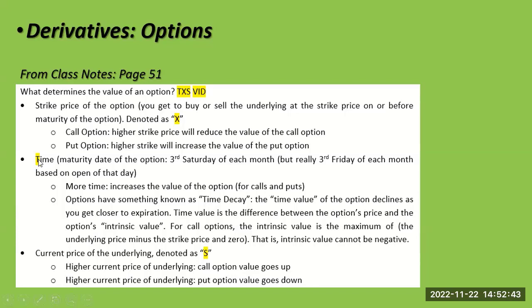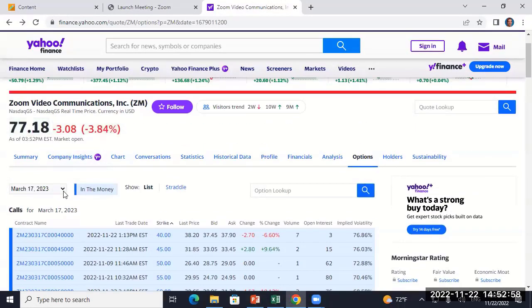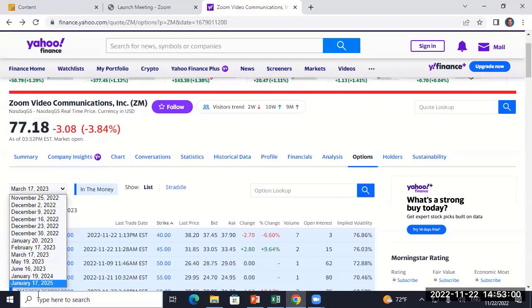The second thing is time. So time is the maturity. I showed you the March option, but there's November, December, January. There's several. Well, you can even see, oh, I'm so sick and tired of Zoom. Let me get out. So you can see here, they go all the way out to January 2025. That's a very long option out.